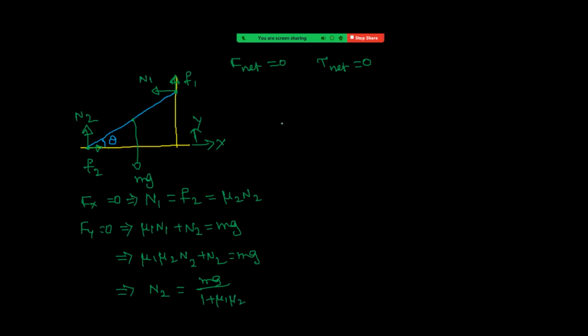Next, see what we can do. Let us see the options once. Options given. So this is now matching with option C. Option C is correct. Now verify option D, mu1 equal to 0. If mu1 is 0, N2 equals mg.